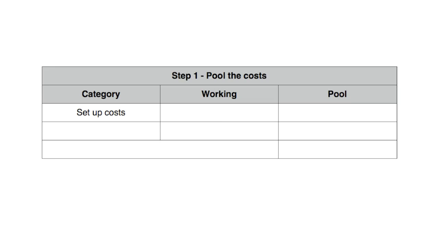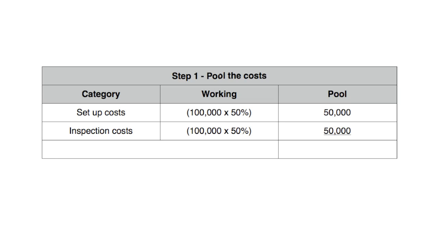So the first of these are setup costs. Well, we're told that we have 100,000 of total overheads and 50% of them relate to setup costs. So 100,000 times 50% gives us a cost pool for setup costs of 50,000. The next category is our inspection costs. Again, we have 100,000 total overheads. 50% of them relate to inspection costs. So again, we're going to have 50,000.